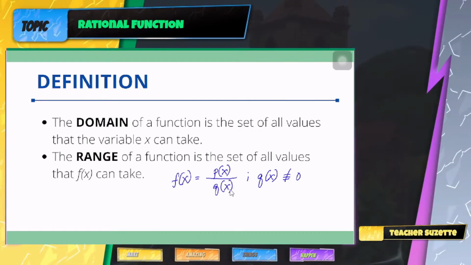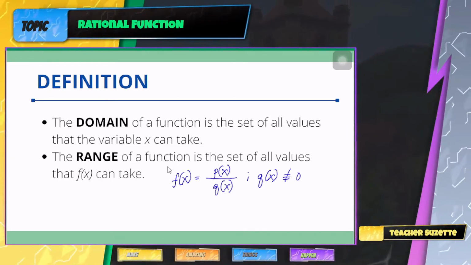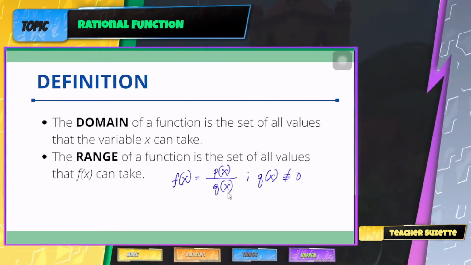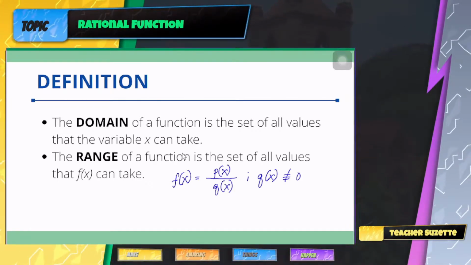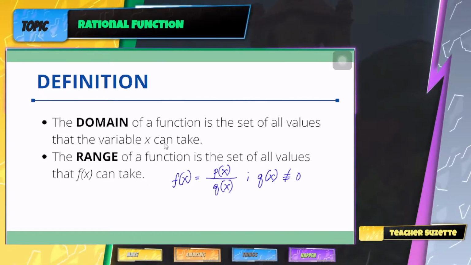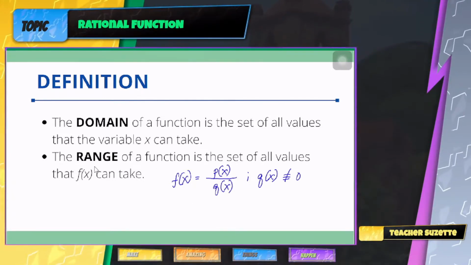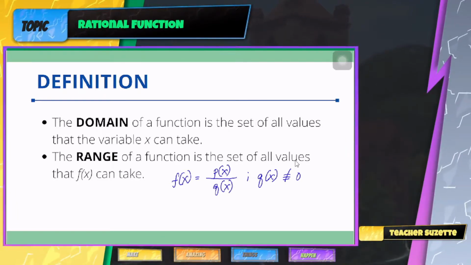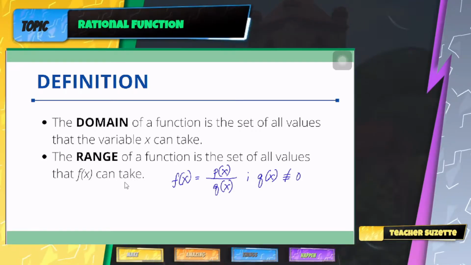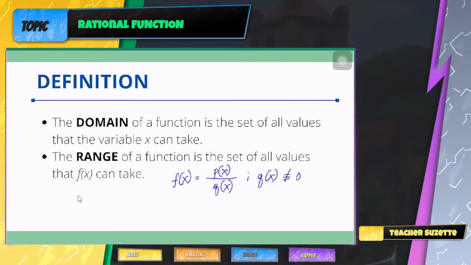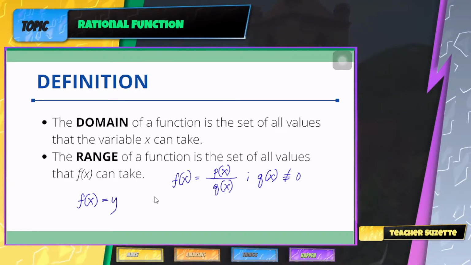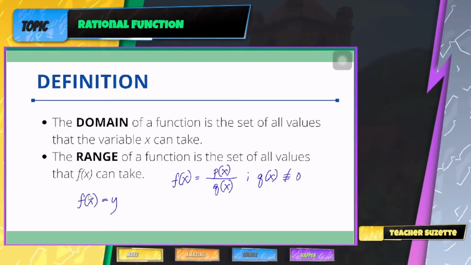Why? Because obviously, if you have a denominator equal to 0, your whole function will be undefined. So that is one of the restrictions of our domain, specifically for a rational function. That is where it originates. Next is the range. The range of a function is the set of all values that f of x can take. Take note that f of x is also equal to y, so it is the set of all values that y can take.